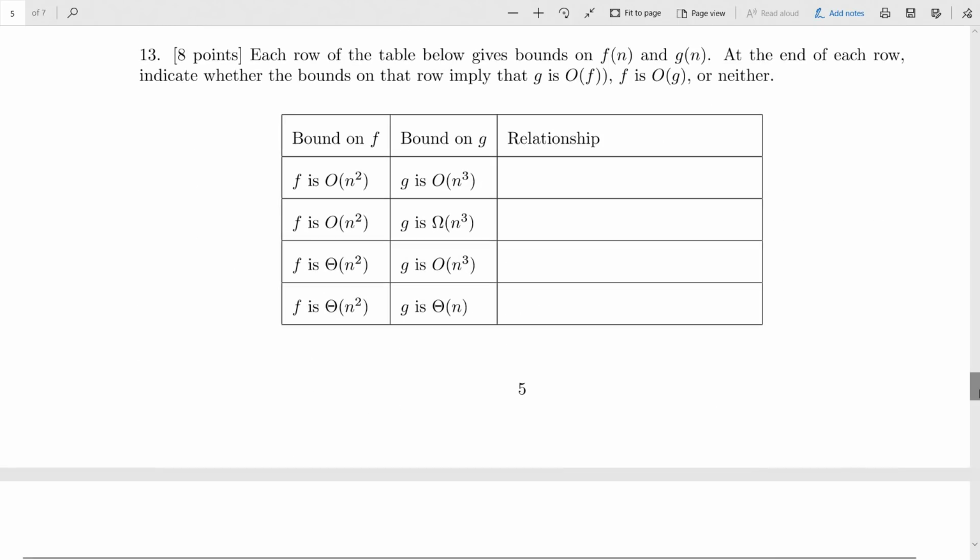All right, you've seen one of these before on the midterm. So we know f is O of n squared. We know g is O of n cubed. What does that tell you about the relative sizes of f and g? F is big O of g. Okay, it's tempting to say f is big O of g, but why is that not right?